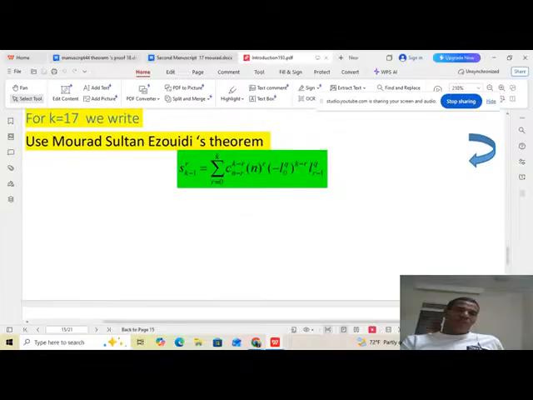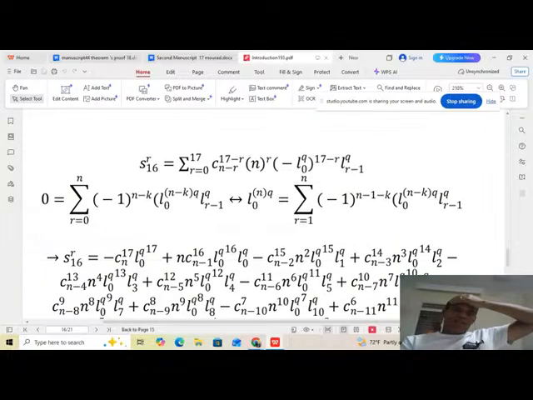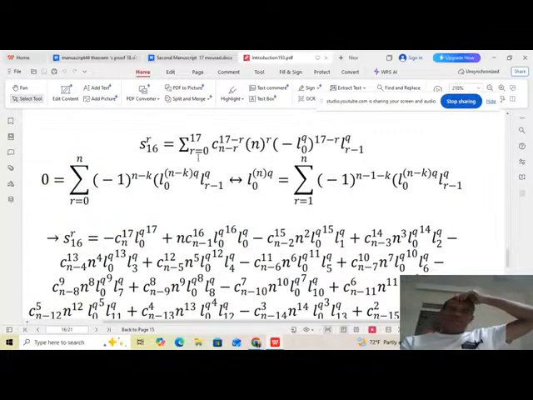Here, to find S16 means you are going to find the 17th coefficient. So we use the theorem and set k equals 17. Here you can see that S16 is the sum from 0 to 17 of n minus r choose 17 minus r, raised to the power r between parentheses, negative 0 for the cube raised to the power 17 minus r, times the coefficient of the original 19th-degree equation minus lr minus 1 for the cube.